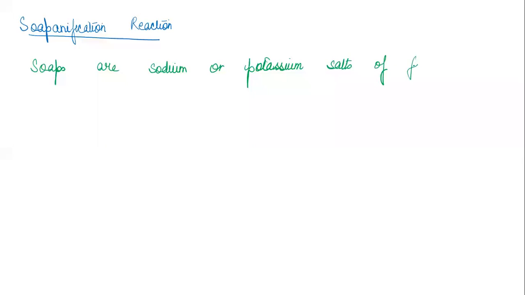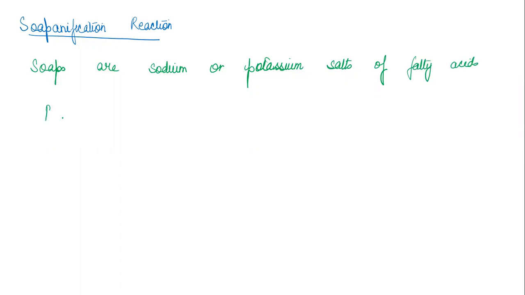Now what do you mean by saponification reaction? That is soap formation. कैसे करते हैं? तो soap क्या होता है basically? Soaps are nothing but they are salts of fatty acids. Okay, so soaps are sodium or potassium salts of fatty acids. So what happens is, how is esterification reaction different from saponification reaction?